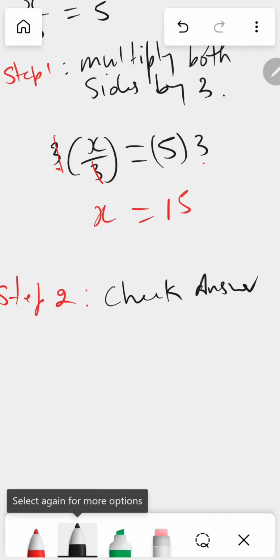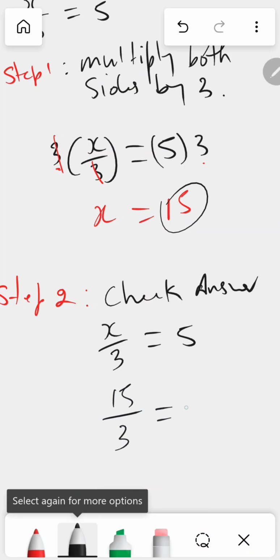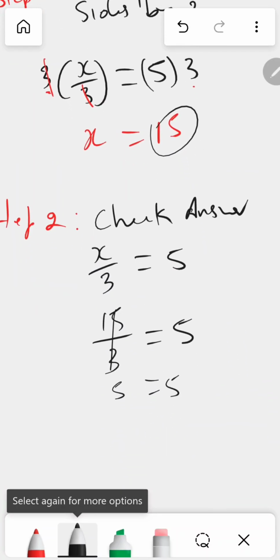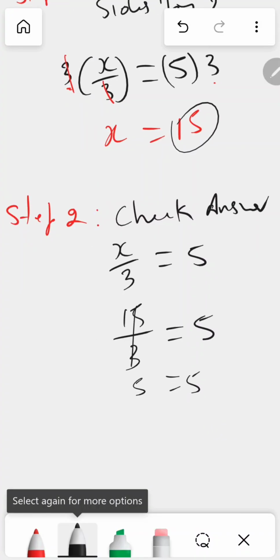So we take our original equation, which is x over 3 equals 5. Now we said that x is equal to 15. So anywhere x is, we are going to replace it with 15. So we'd have 15 over 3 equals 5. 15 divided by 3 is 5. So our answer is correct. x over 3 does equal 5. And that's our answer.